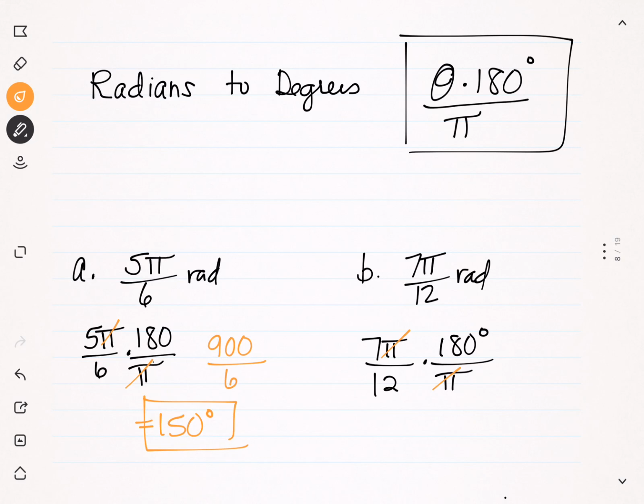You can multiply across there to give you, I think that's 1,260, and then divide that by 12. So then you're going to get 105 degrees. So 7 pi over 12 radians is the same thing as 105 degrees.